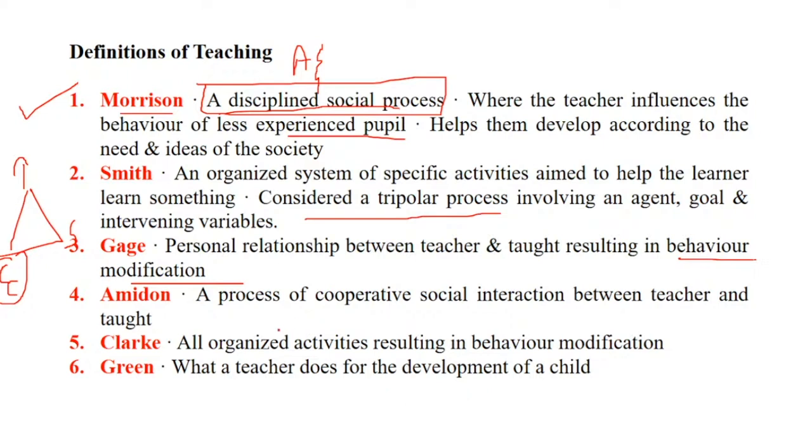It is a process of cooperative social interaction between the teacher and taught, it means the learner. All organized activities result in behavior modification. So see, this behavior modification, shaping the personality, bringing overall development, is a common factor which you can recognize out of teaching. And according to Green, what a teacher does is for the development of a child. So basically teaching results into the development of a child.